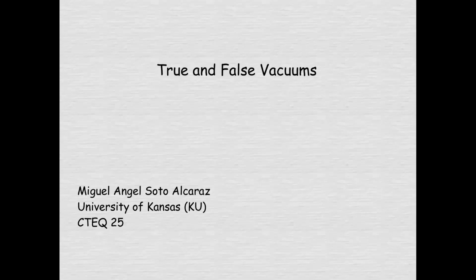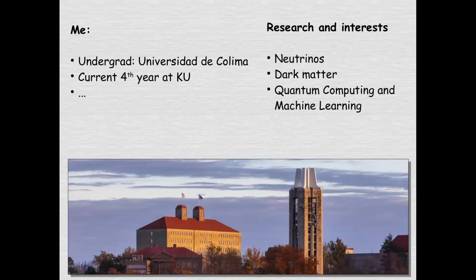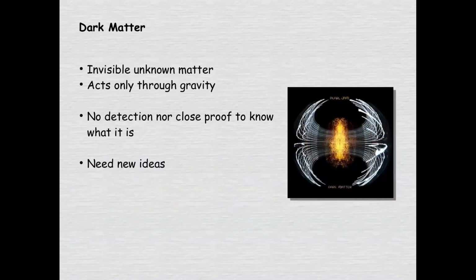So, a quick brief about me. I am Miguel Soto. I am currently starting my 4th year at the University of Kansas. Some of my research interests are neutrinos, dark matter, and quantum machines and quantum computation, and machine learning that may come in the way. So I will be talking about some dark matter.